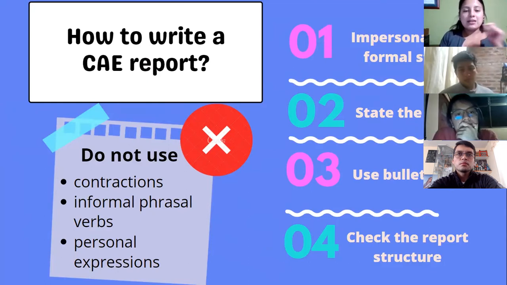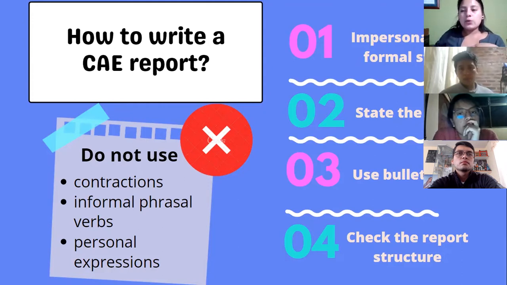Some things that candidates do not use in this kind of report are, for example, contractions, informal phrases like meet up, check up, or something like that, and personal expressions like I think or we believe.